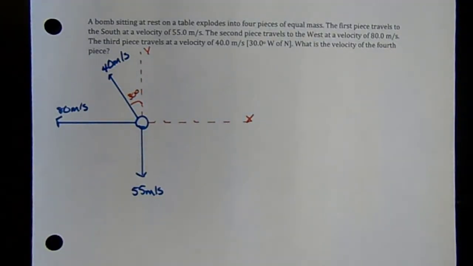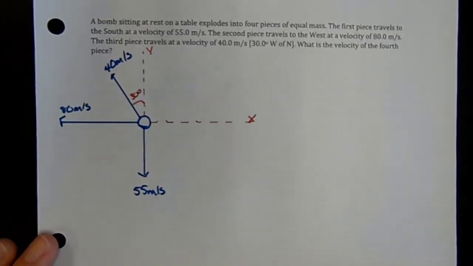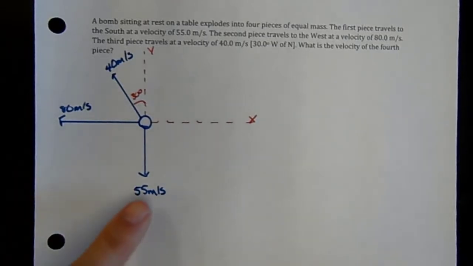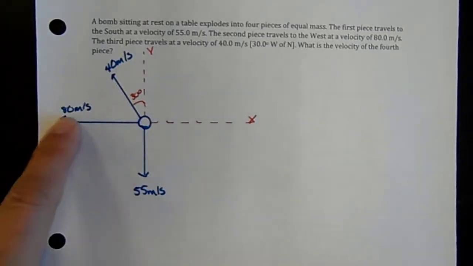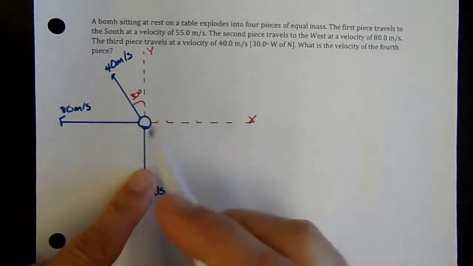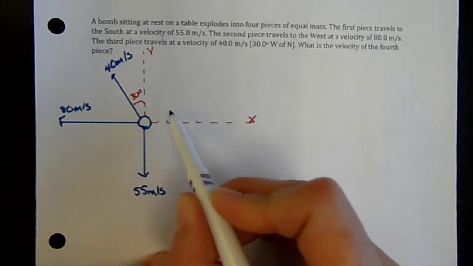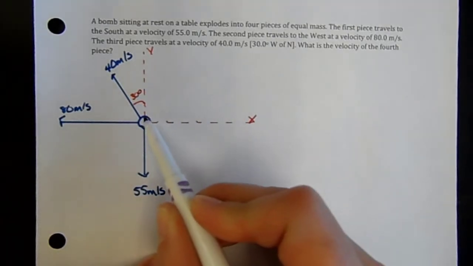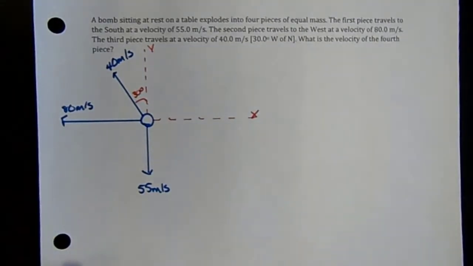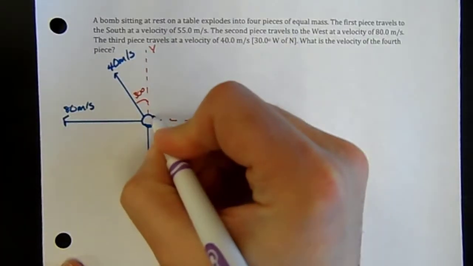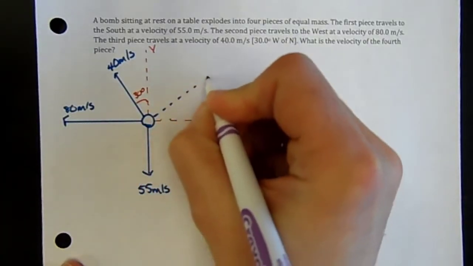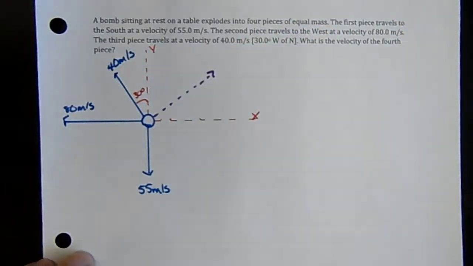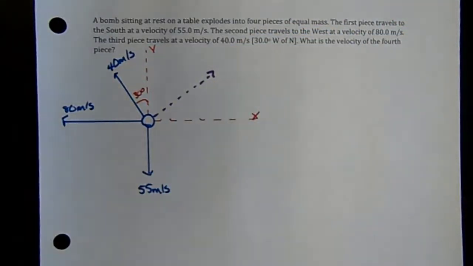Okay, so we want to know what is the velocity of the fourth piece. Now, hopefully, we kind of have an idea of what's going on here. We're talking about conservation of momentum, and we have a piece going this way, a piece going this way, and a piece going this way. So hopefully, we see that our last piece is going to go probably somewhere off this direction. We don't really know that for sure, but we're just going to estimate to start with. And maybe when we get our math done, it's going to be something completely different. But our fourth piece is going to go off, maybe a little bit more down. I don't know, we'll see.